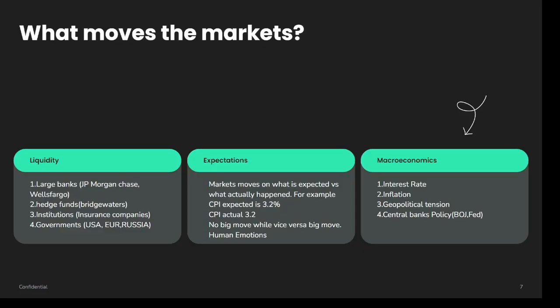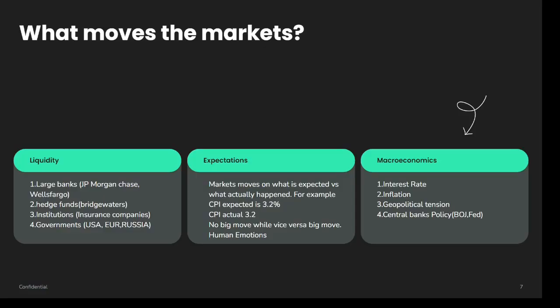So they have something called Fedwire. Fedwire simply means they transfer funds from one bank to another bank electronically. So that's the meaning of Fedwire. They are big players when it comes to the market.